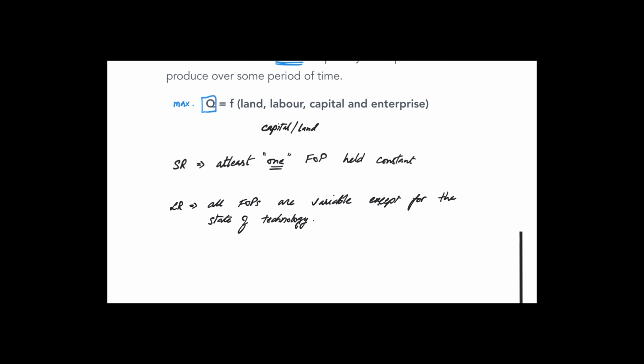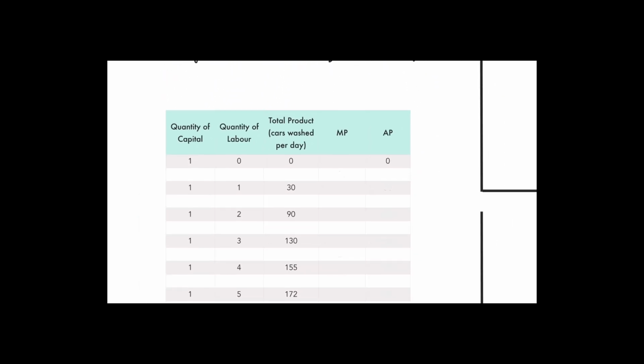Same state of technology. And in the very long run, all FOPs and the state of technology are variable. So everything can change. With this knowledge, you can do one of the MCQs if it comes up. Take care, you get yourself 1 mark for that. But right now we're discussing short run. So you at least have to have one fixed factor.